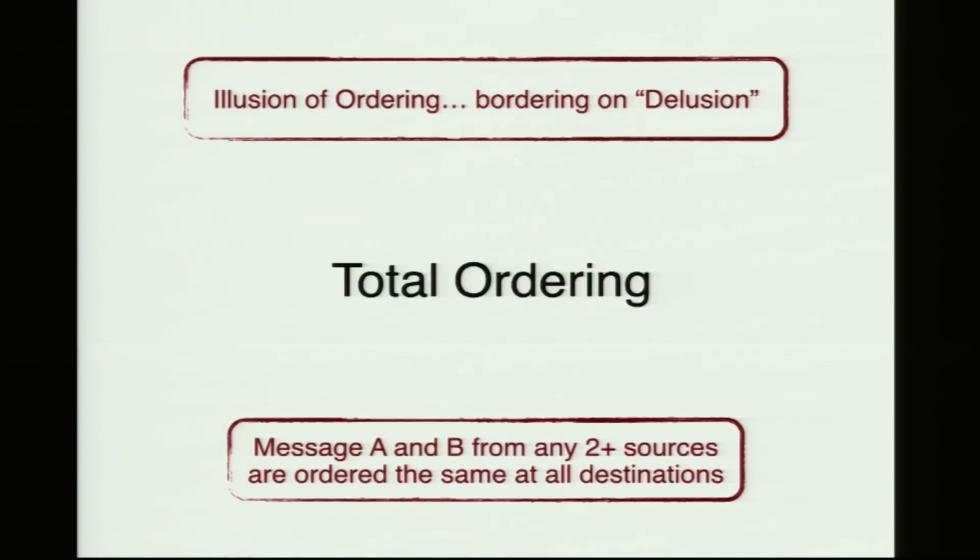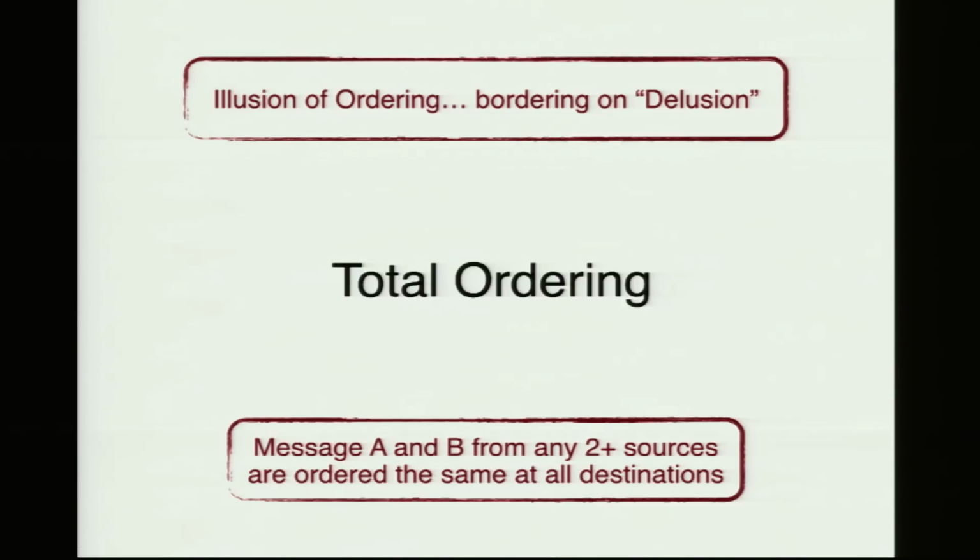Back in the early 90s, total ordering systems were actually very common. There were several of them around. Some were research, but there were also some used in terms of like the New York Stock Exchange and several other exchanges as well as trading houses. Total ordering basically says that if messages A and B from any two or more sources are ordered the same at all destinations. What that means is that if you have multiple receivers, you can guarantee that message A and B will always appear, message A then B, at all destinations.